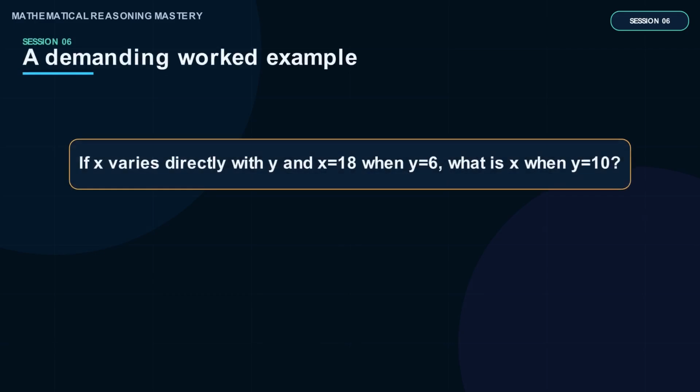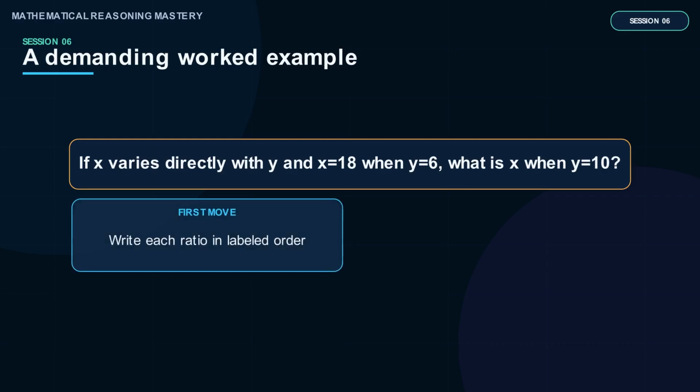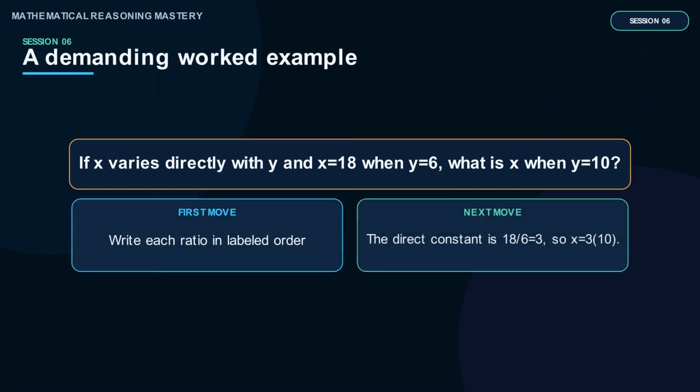Here is the challenge. If x varies directly with y and x equals 18 when y equals 6, what is x when y equals 10? Restate what is requested before touching the choices. The first move is to write each ratio in labeled order. Apply it directly to the quantities and conditions in this problem. Now use the core reasoning. The direct constant is 18 over 6 equals 3, so x equals 3 times 10. Keep each equality, comparison, or unit conversion visible.